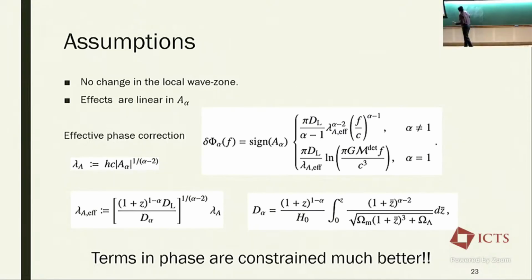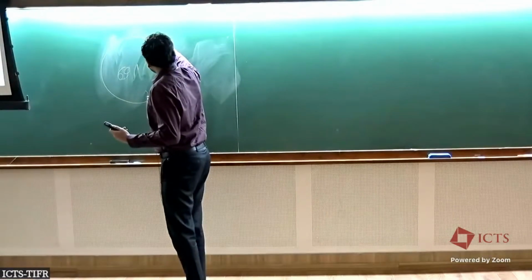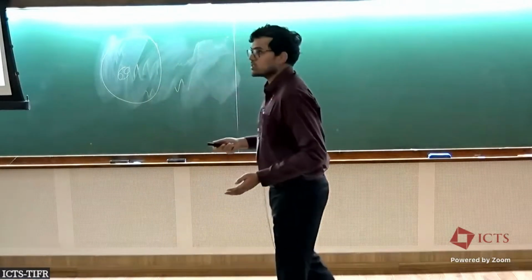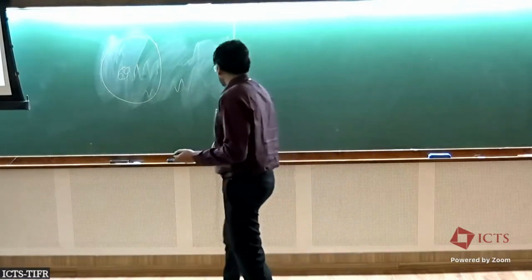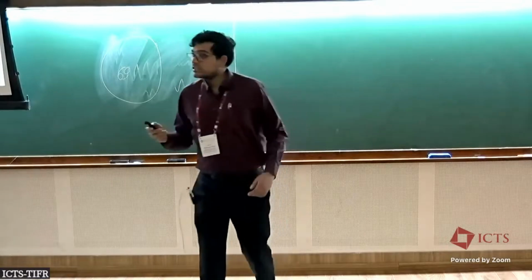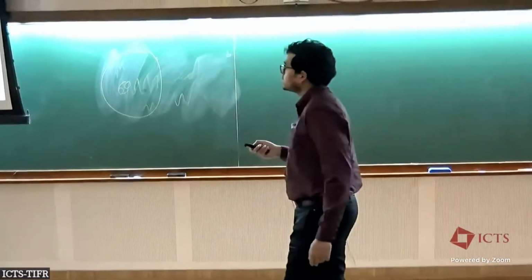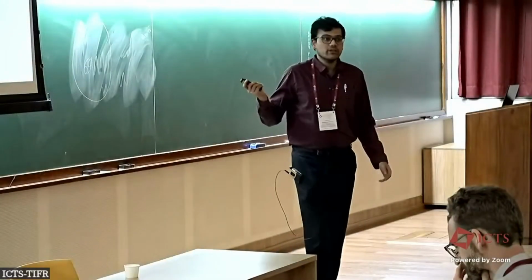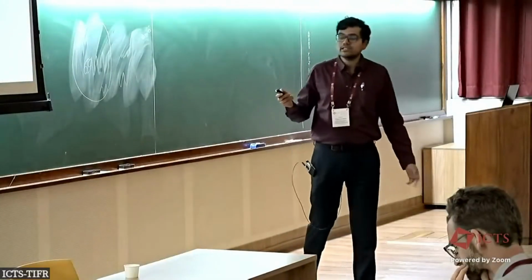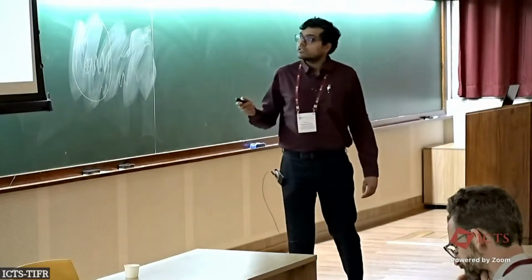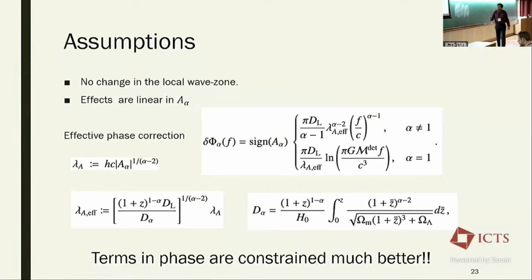so if this is the binary and this is the observer, let's say this is the boundary of the local wave zone. So it's far away from the typical length scales of the system, but it's near to the source when you compare to the observer. So we assume that GR is valid in the local wave zone, and these changes only affect the propagation, and also we assume that effects are linear in E, and that's mostly true because we know GR is valid up to a very good degree.